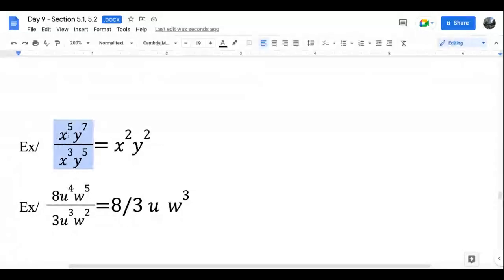Well, let's see this one. We have x to the 5th, y to the 7th in the numerator, x cubed, y to the 5th in the denominator. We look for the same base. x to the 5th divided by x cubed, that's x to the 5 minus 3, which is x squared. y to the 7th divided by y to the 5th becomes y to the 7 minus 5, which is y squared.